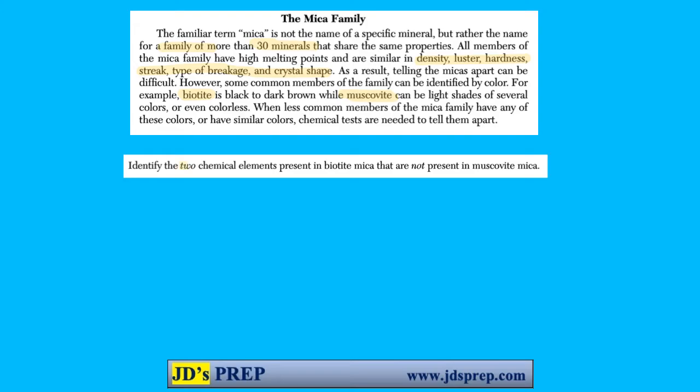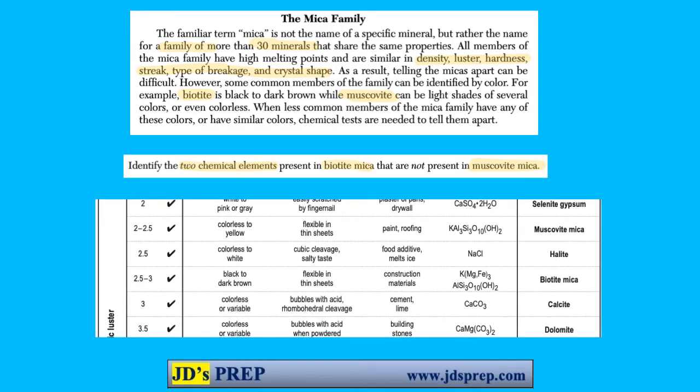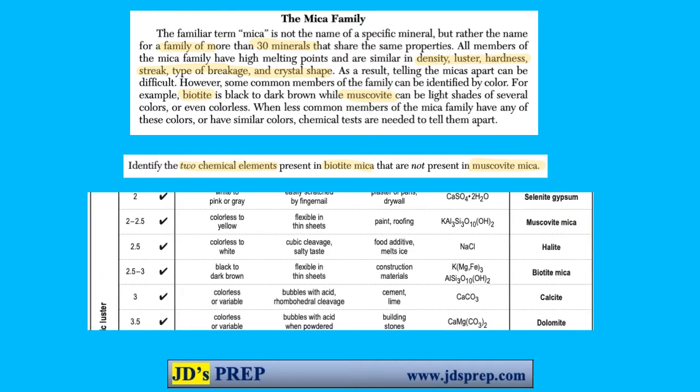First, we're asked to identify the two chemical elements present in biotite mica that are not present in muscovite mica. For this, we are going to want to head to your reference tables, to the properties of common minerals. I've just taken a clip of that page, the piece that gives us muscovite mica and biotite mica, so we can compare the two. We're being asked to identify the two elements present here that aren't present in the other one. All you need to do is examine the chemical formula, determining the composition.